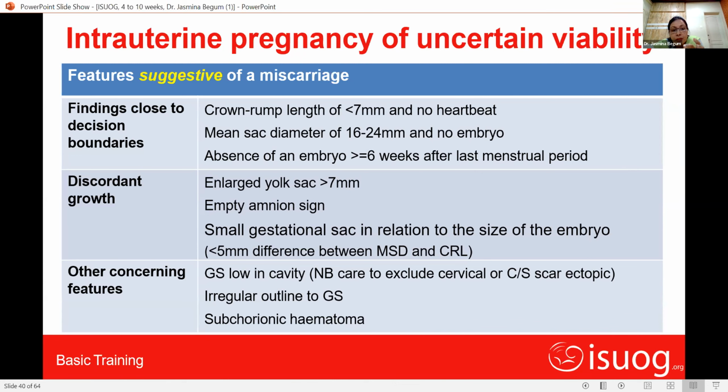That means the difference between mean sac diameter and CRL is less than 5 millimeter. Or when you're getting a G-sac at the lower part of the uterus, in the cervix, it can be a cervical ectopic or a caesarean scar ectopic. Or when you're getting a G-sac which is crumpled and irregular, where smooth margins were not maintained, or a subchorionic hematoma where more than 50% of the G-sac is separated from the attachment of the decidua, or the subchorionic hematoma is more than 60 ml. When these sonological parameters are there, it indicates the patient may have a miscarriage in future.